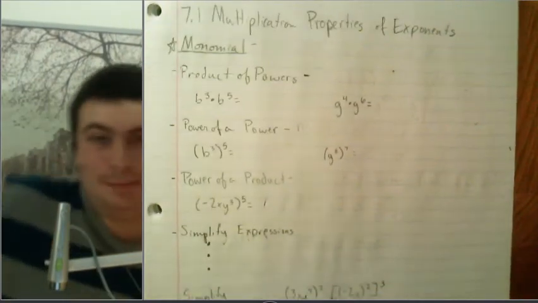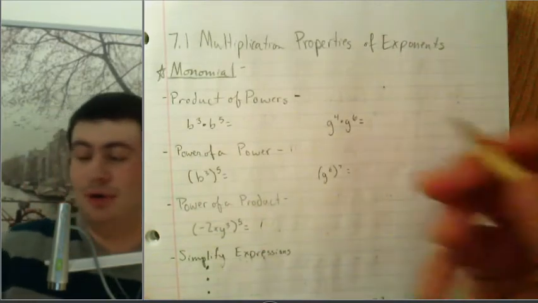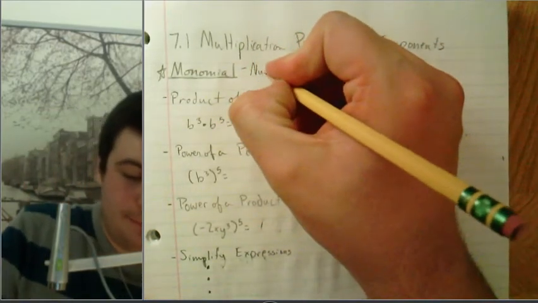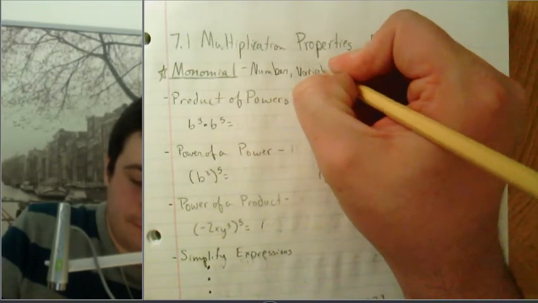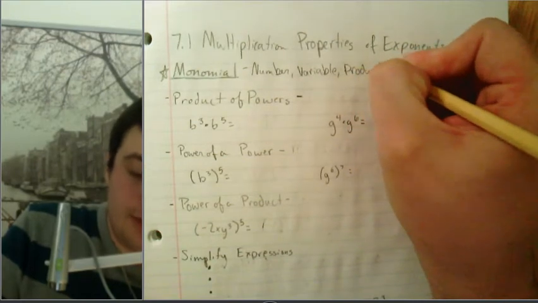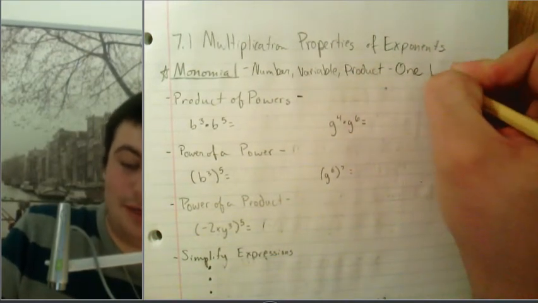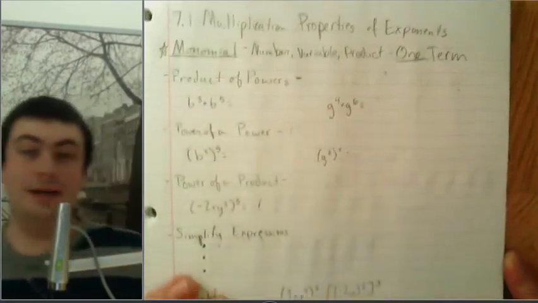All right, looking at some multiplication properties of exponents. First of all, quick term to get out of the way, a monomial. A monomial is a number, variable, or product written all together to seem like one term. So we get monomial, one term.